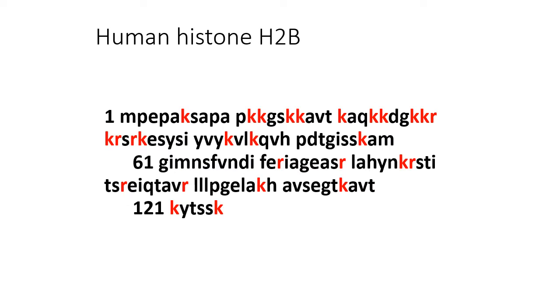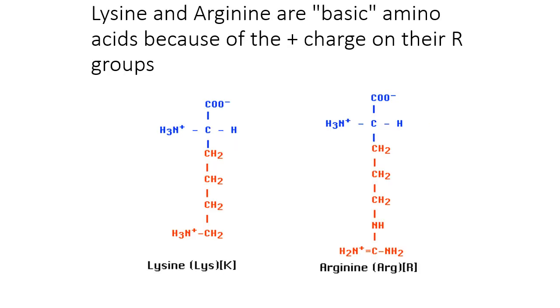For example, here's human histone H2B, just as an example, where I've colored in red all the lysines and all the arginines. These are the basic amino acids, which are potentially subject to modification, either by methylation or by acetylation. So it's a very basic protein, as you can see, because it's got a lot of these lysines and arginines, mostly lysines. Here's lysine and arginine, and we're talking about the amino group that's part of the side chain. These both have positively charged amino groups as part of their side chains. And they are basic amino acids because they are positively charged at cellular pH.